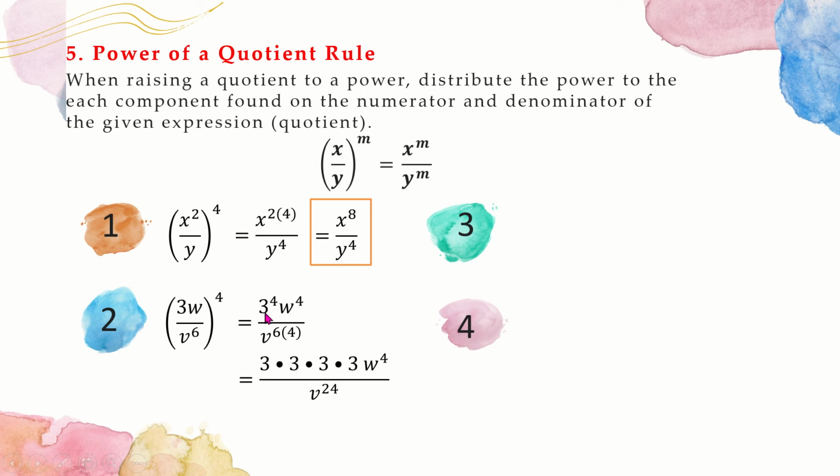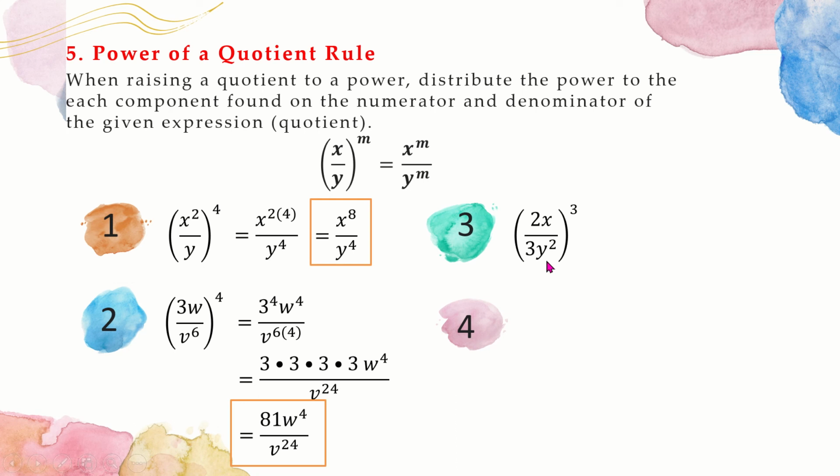Okay. Base 3 raised to exponent 4 means multiplying 3 by itself four times. So, 3 times 3 times 3 times 3. Copy w exponent 4. Then, in the denominator v, the exponent changes. So, 6 times 4 is 24. So what is 3 times 3 times 3 times 3? That is 81. Copy w exponent 4 over v exponent 24. So that would be our final answer. Third example.